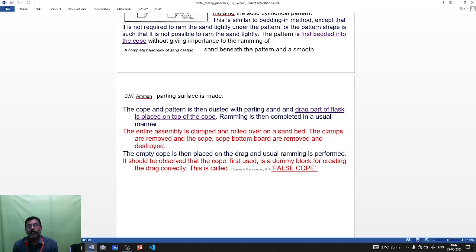The entire assembly is clamped and rolled over in a sand bed. The clamps are removed, and the drag and drag bottom board are removed and destroyed. The empty drag is then placed on the cope and the usual ramming is performed. It should be observed that the drag, first used as a dummy block, is for creating the parting correctly. This is called a follow board.